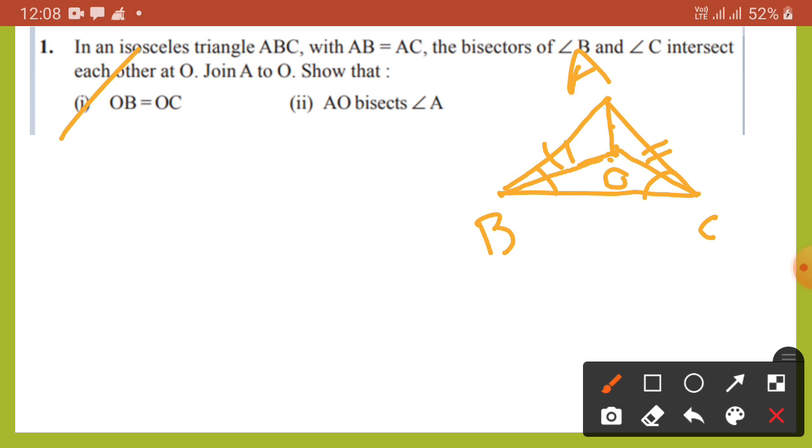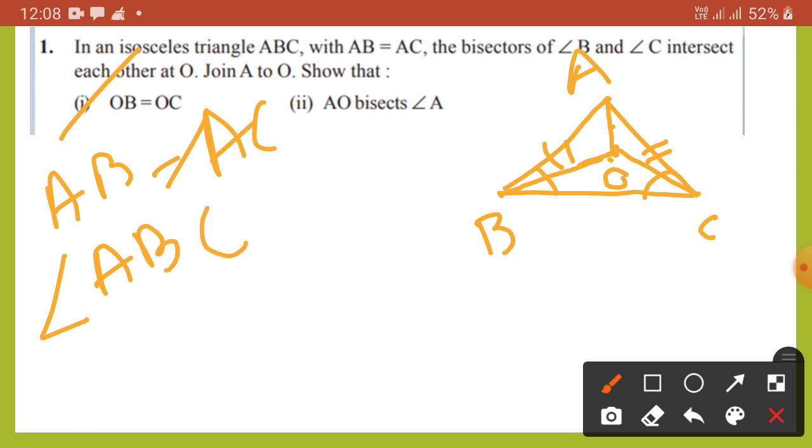AO bisects angle A, we have to prove. Now at first we are having AB equal to AC here. So we can write that angle ABC equal to angle ACB. Angles opposite to equal sides are equal, we know. So we can write angle ABC is equal to angle ACB.